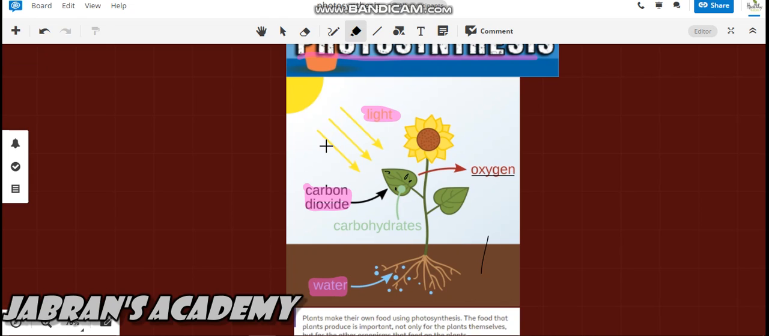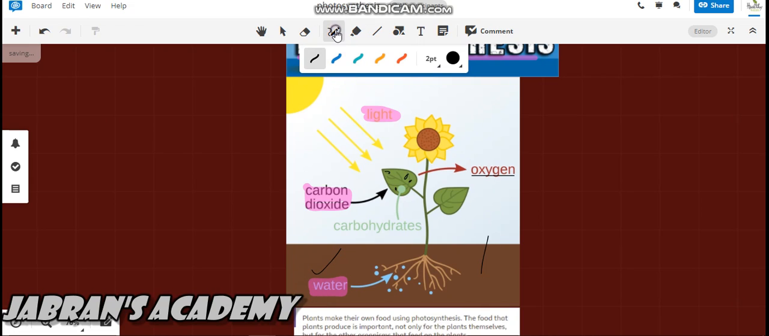The second thing is carbon dioxide. There are small pores present in the leaves that are called stomata. Through those pores, carbon dioxide enters the leaves and helps in the process of photosynthesis. The third thing is water. Water is absorbed by the roots, and the xylem tissues help move it from the roots to the leaves, where it also takes part in the photosynthesis reaction.